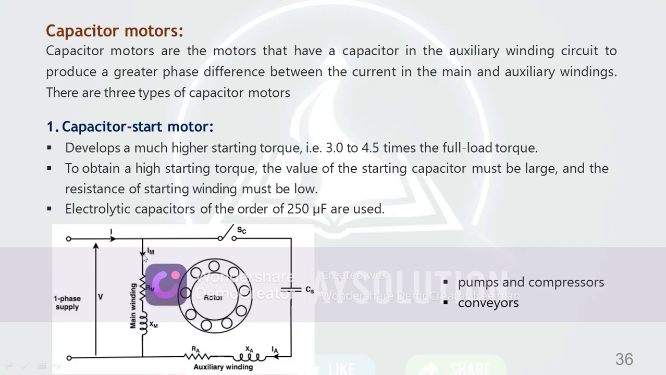The capacitor start motor is there. The capacitor is used in the auxiliary winding for starting purposes, so with its help we get more torque, developing high torque about 3 to 4.5 times full load torque. To obtain a high starting torque, the starting capacitor must be large and the starting resistance must be low. So electrolytic capacitors of the order of 250 microfarad are used. Applications are pumps, compressors, conveyors.